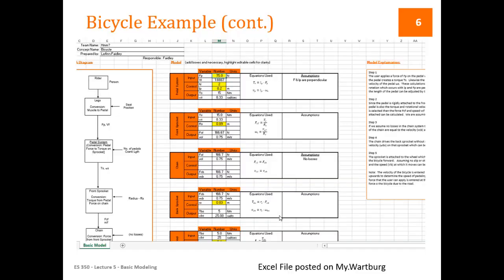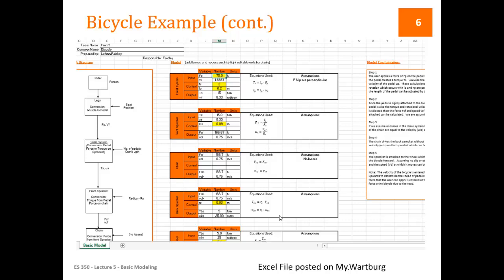So here's the Excel document. We've got the functional analysis down the left-hand side. That's what we were just looking at. And then we have some Excel boxes in the middle, and then over on the right-hand side we have a model explanation. And this document is posted to my Wartburg. I'd highly recommend taking a look at it and modeling yours after it.